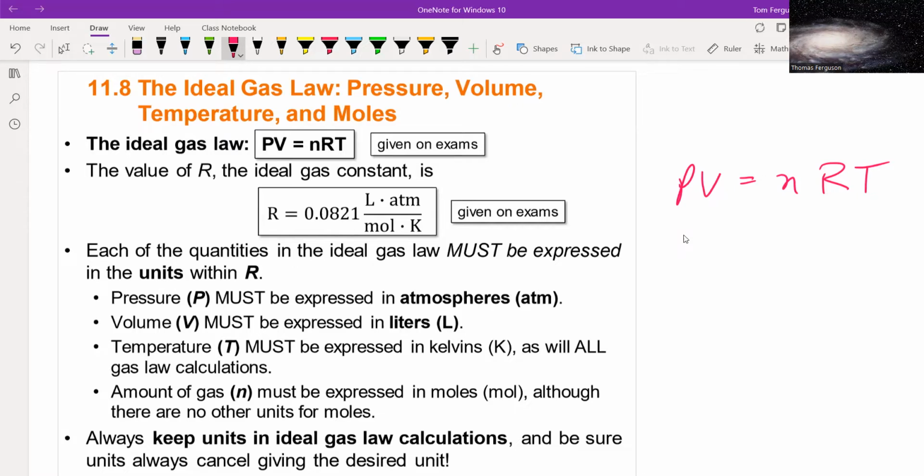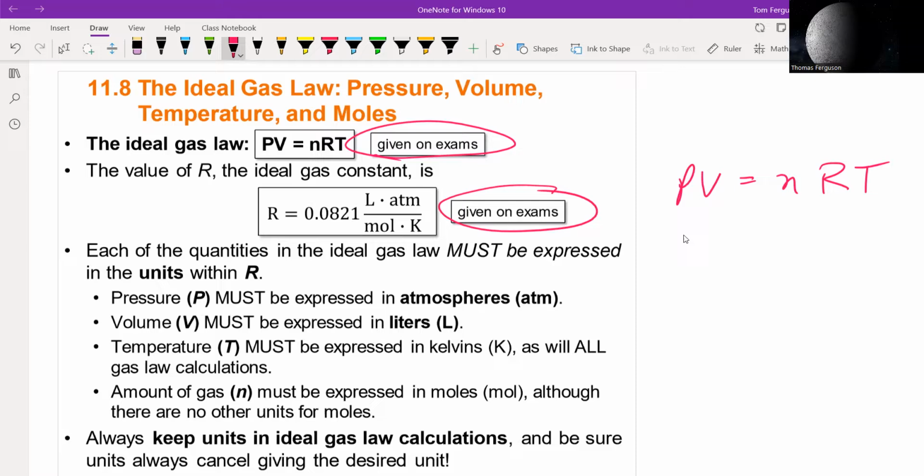Okay, so these are the variables. There are four of them plus a constant. Now, I'm going to give you that on test 5. You don't have to memorize it. You won't have to memorize it for 1A. It's not too hard. The tricky part is R.